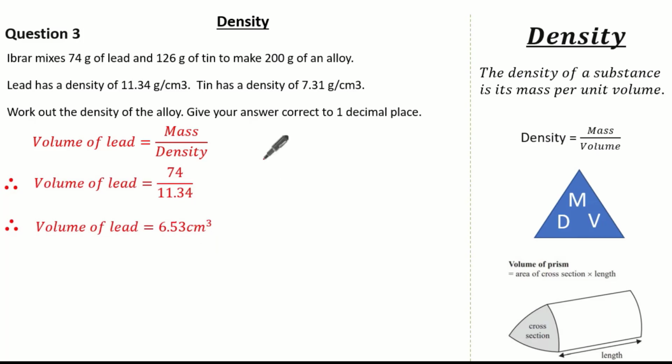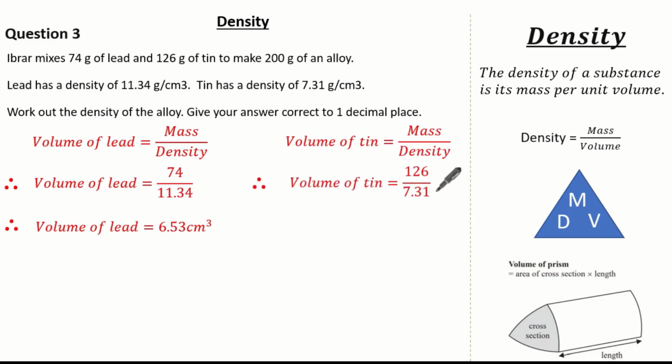So now let's look at tin. Well, we know the mass of the tin and we know the density of the tin. So let's work out the volume. Well, the volume is mass divided by density. Substituting what we now know the volume of the tin to be 17.23 centimeters cubed.